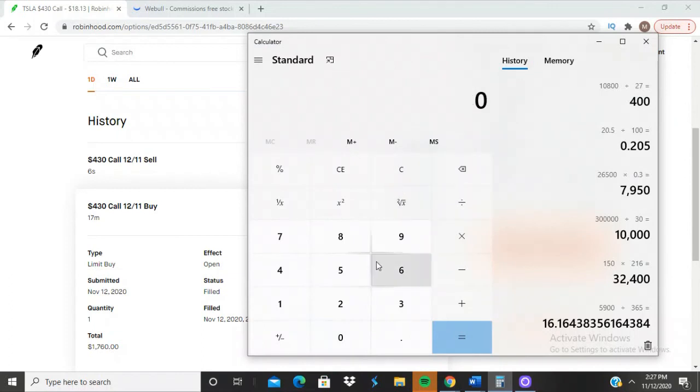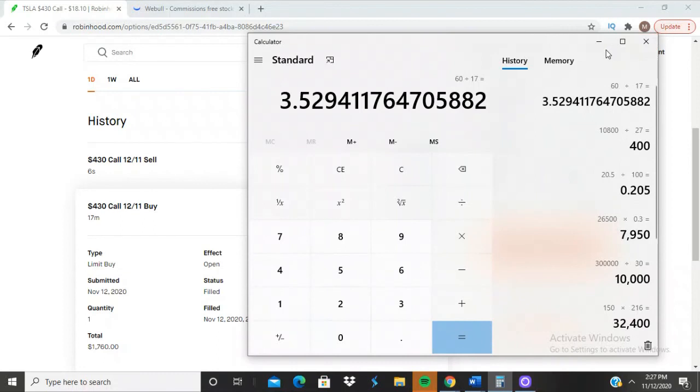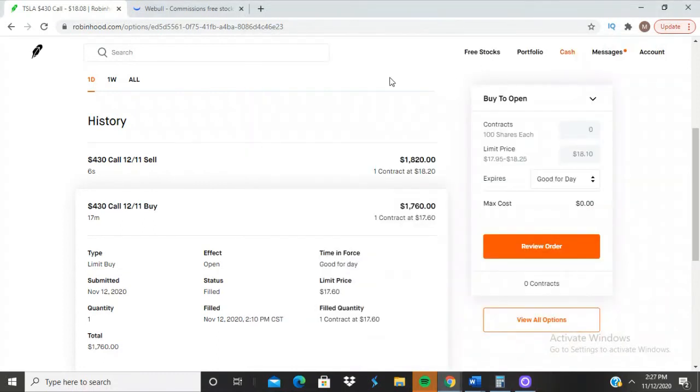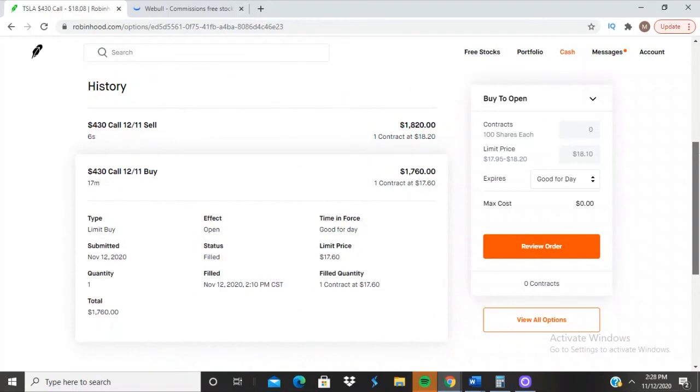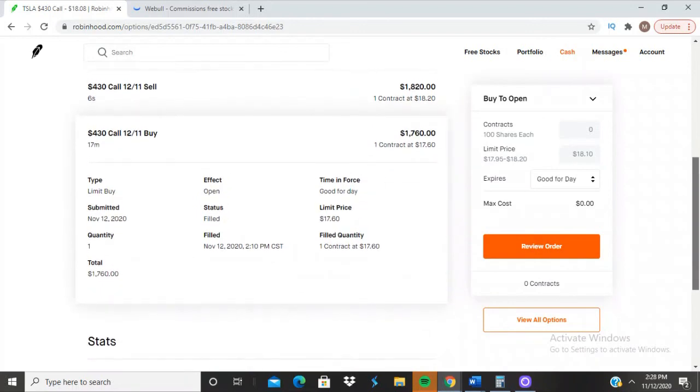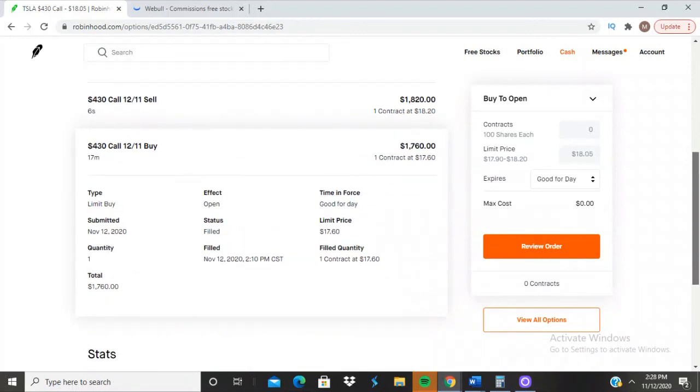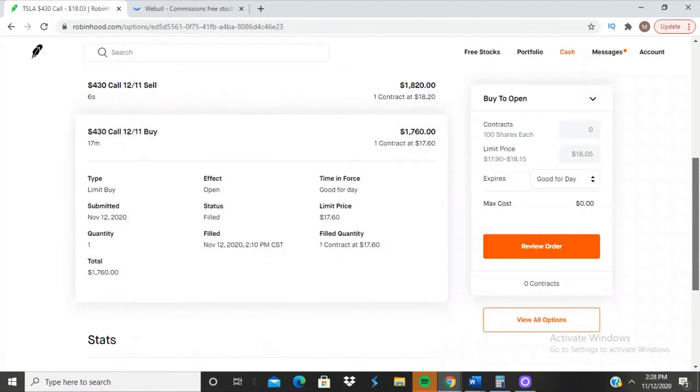Let's see. 60 divided by 17. That's $3.52 a minute, which ain't bad, man. Some people can take a couple hours to make $60 at work. So if you can learn how to do this and make a couple trades per week and bring in that little extra income, you win, man.